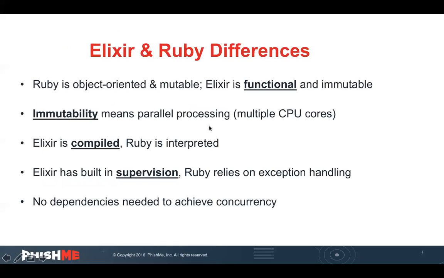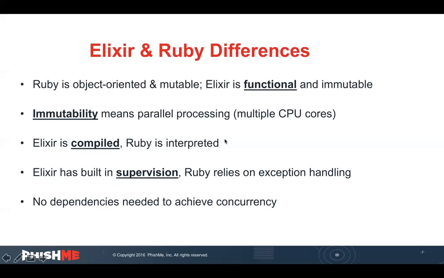There are some differences. So like I mentioned before, Ruby deals with objects and state. Elixir is functional and immutable. So what the immutability means is that you don't share state, so you can split up all the processing. That means if you have 4 cores on a machine, you can spread all the computations out across all 4 cores, so it runs a lot faster than Ruby.